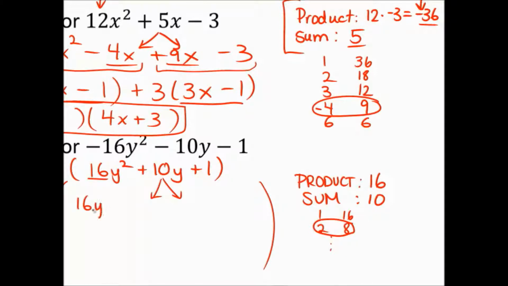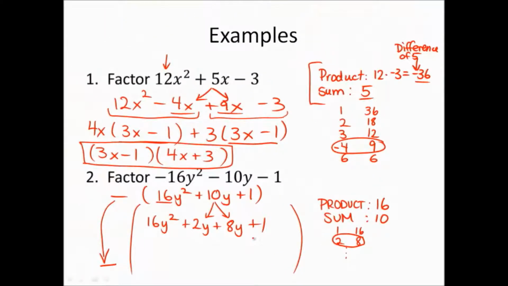So we can write this as 16y squared plus 2y plus 8y plus 1. Now we can group it. So really it's only two steps: split the middle term and group it. Take out a common factor out of the first two, which is a 2y, giving us 8y plus 1. And out of the next two, you can just take out a 1, which leaves you with 8y plus 1. And that way the bracket is the same. It can come out as a common factor.